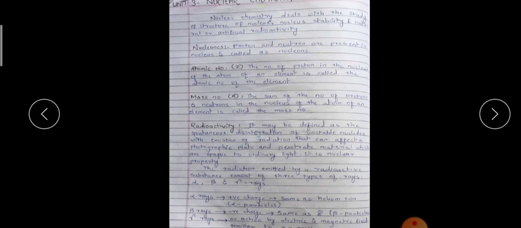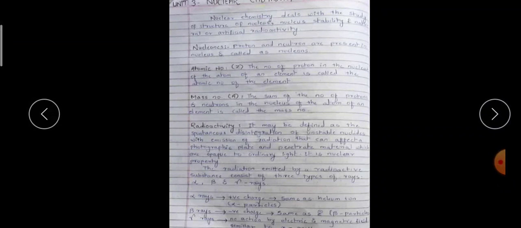We have to study the structure of the nucleus, then nuclear stability, and the natural or artificial radioactivity in nuclear chemistry. It means the whole study of the nucleus is done under this branch. Because when we talk regarding any molecule, it consists of atoms, and an atom consists of nucleons.